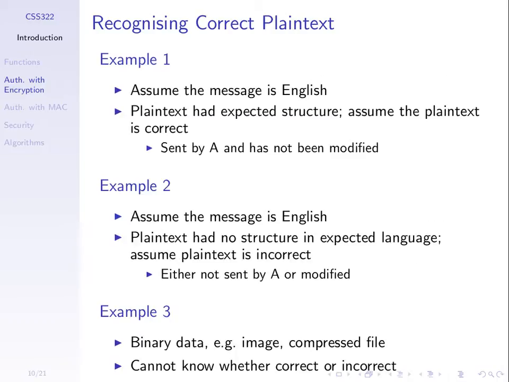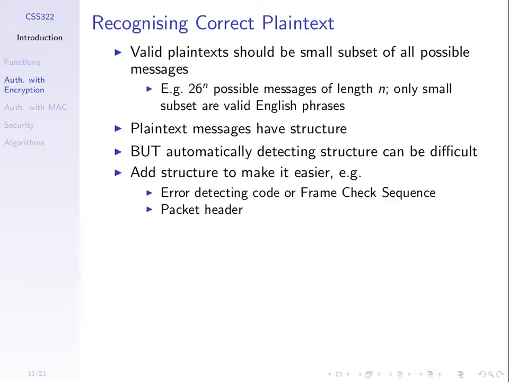So this is just a summary of those examples. Example one, we concluded that it was sent by A and had not been modified. Example two, because it had no structure in the plain text, we concluded it either was not sent by A or it was modified. Therefore, don't trust it. Example three, I can't visually recognize any structure, so we don't know whether it's correct or incorrect, which leads us to the point that whenever we send a message, we must ensure that the receiver can recognize some structure. We must make sure that there is structure in the plain text.